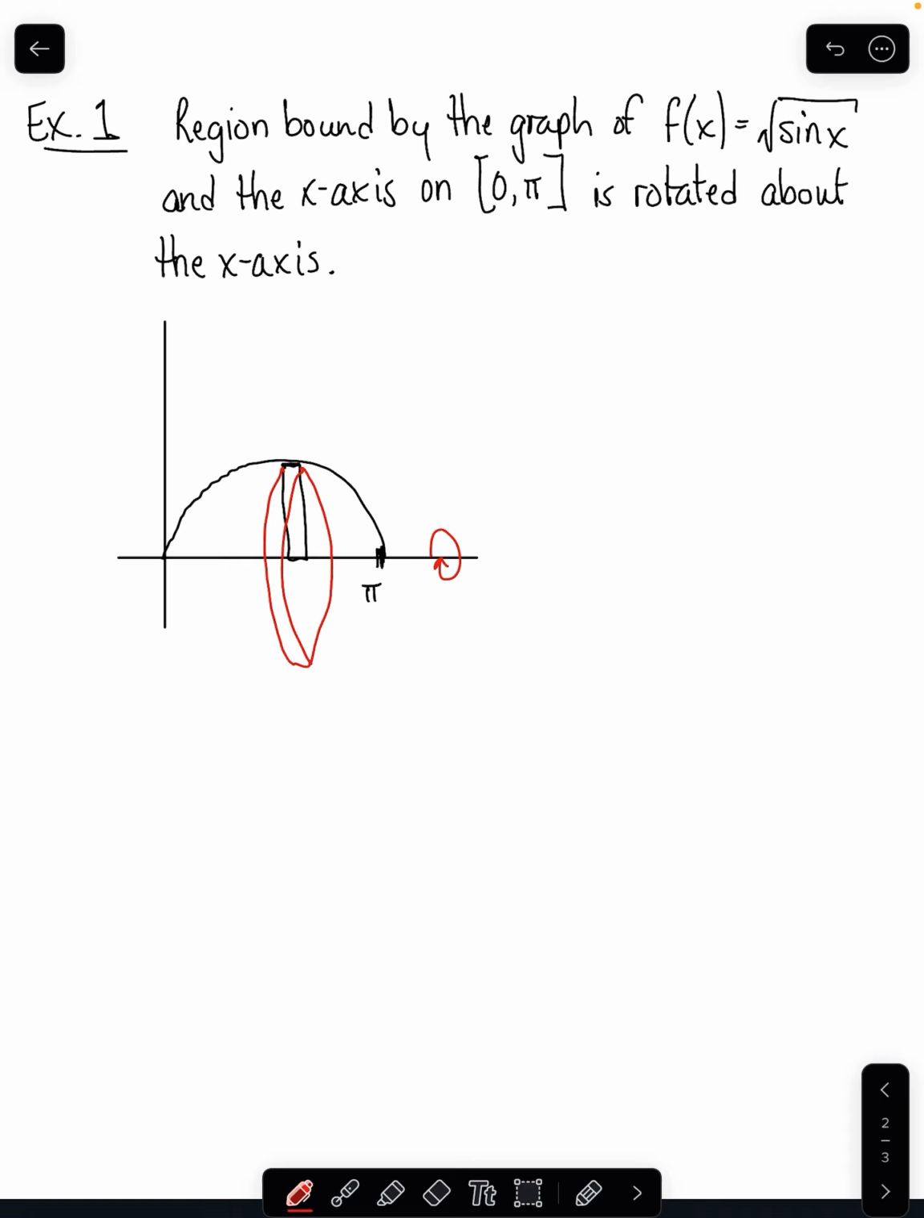that would appear something like this, where the radius of the disk would be the square root of the sine of x, and the thickness of the disk would be equal to delta x, or dx, as we use more and more and more disks.